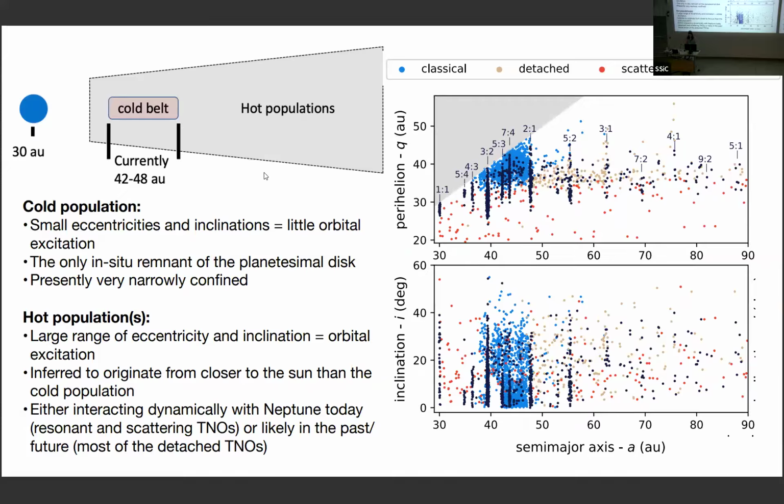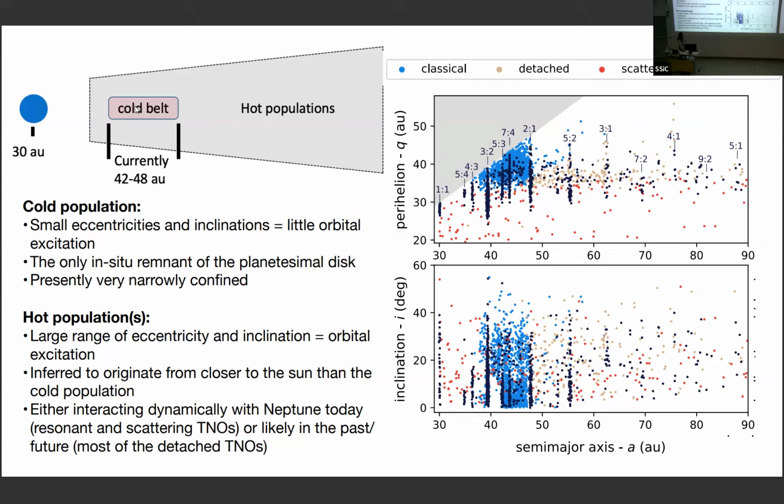So kind of the big picture idea from these TNO observations has led us to this schematic view, and this is very simplified, of what the TNO populations look like today. Broadly speaking, we can divide them into creatively named cold and hot populations. And these are dynamically motivated.